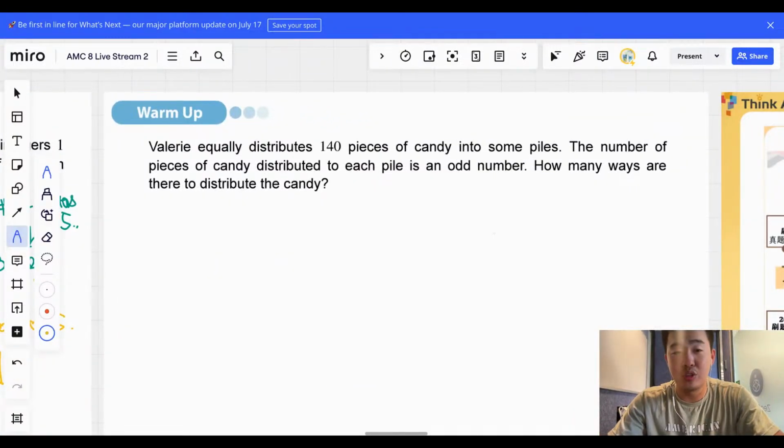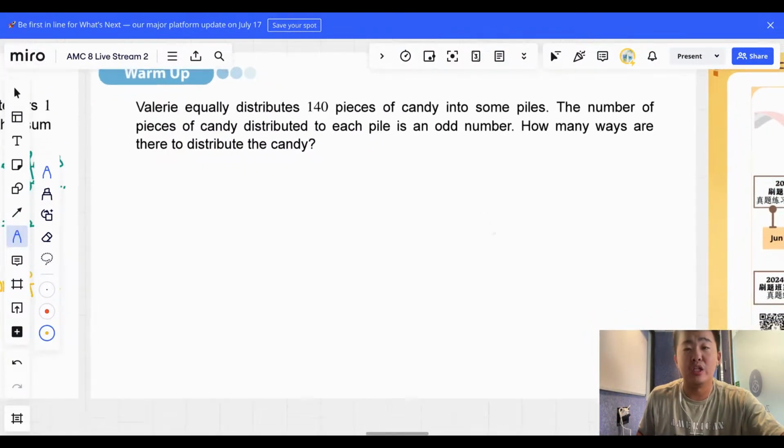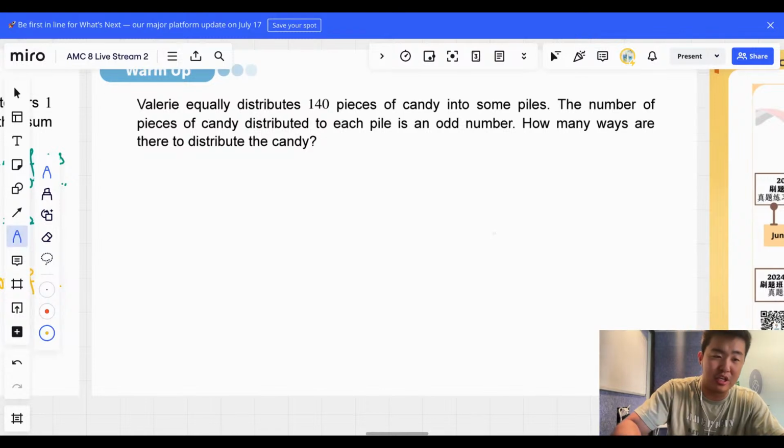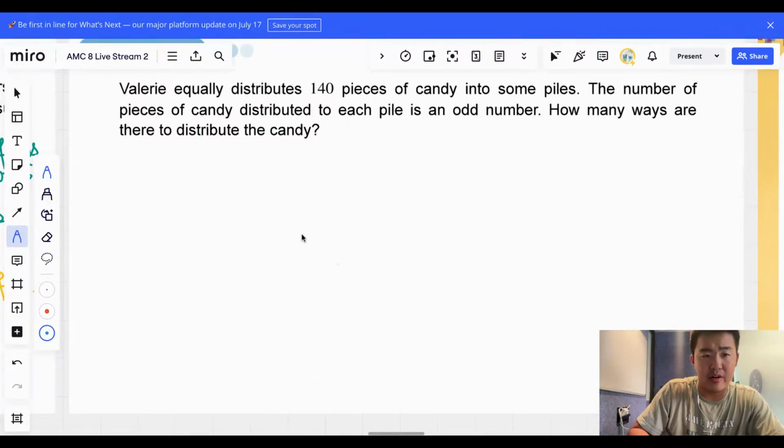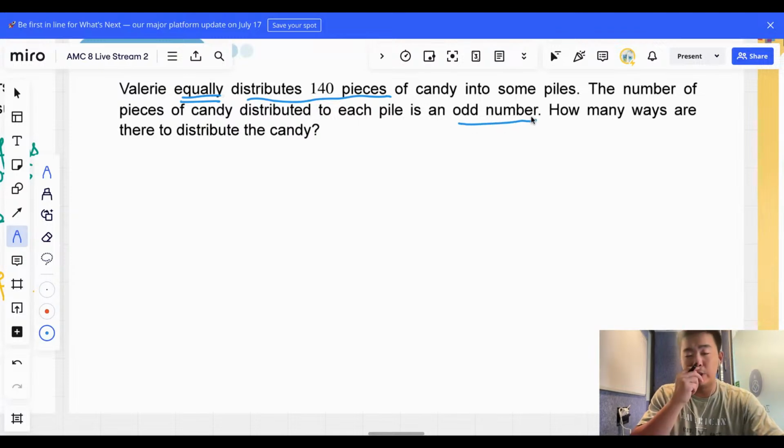Now we are ready to do another warm up. Okay, so Lately equally distributed 140 pieces of candy into some piles. Let's highlight the keywords here. I will use blue. So this is our character, Lately. Then this phrase is important: equally distributed 140 pieces of candy into some piles. The number of pieces of candy distributed to each pile is an odd number. So the question asks how many ways there are to distribute the candy.